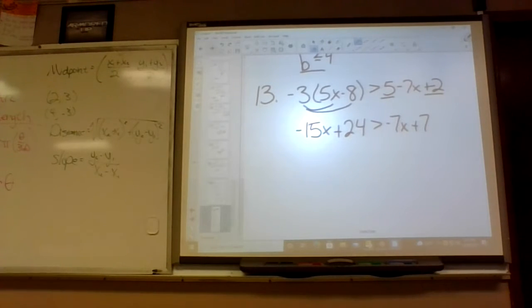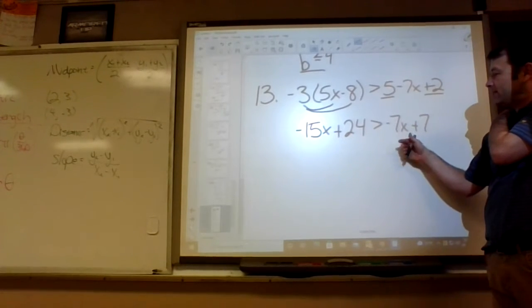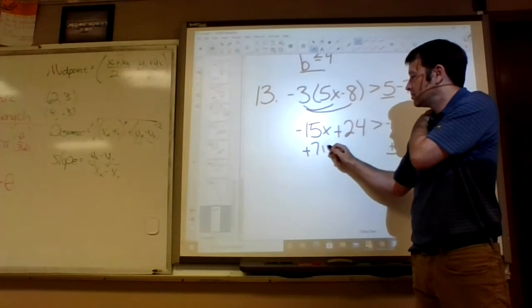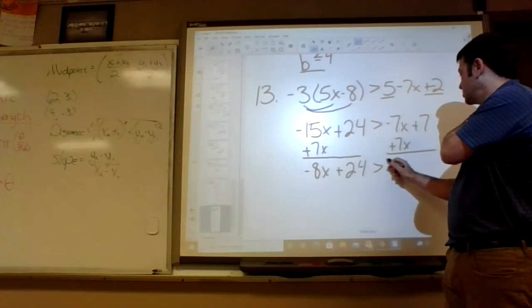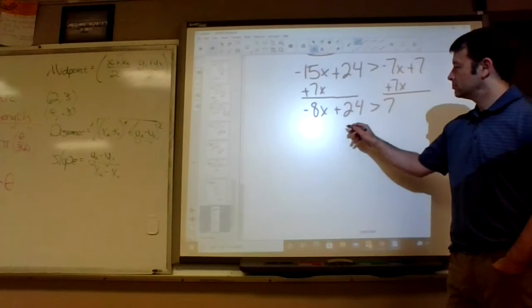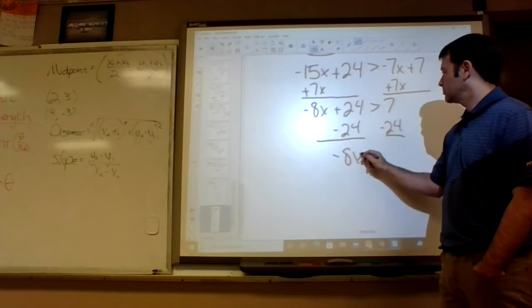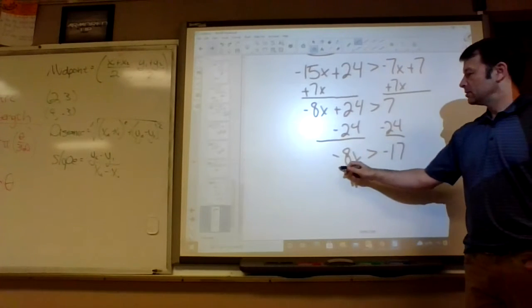If I have x's on both sides of the inequality, what do I do about that? Right, get rid of one of them. So over here, how do I get rid of negative 7x? Add 7x. Now it looks normal. Seven minus 24. Negative 17.